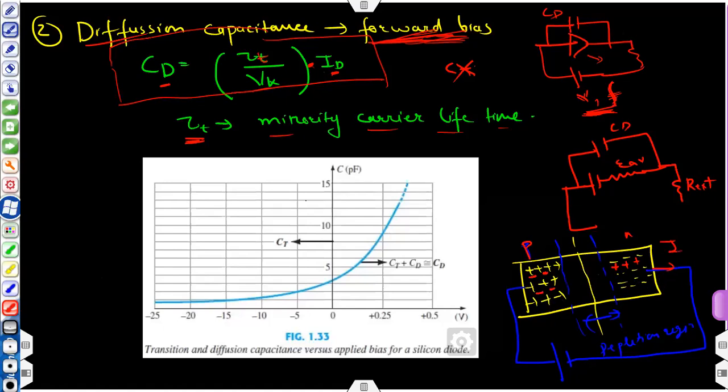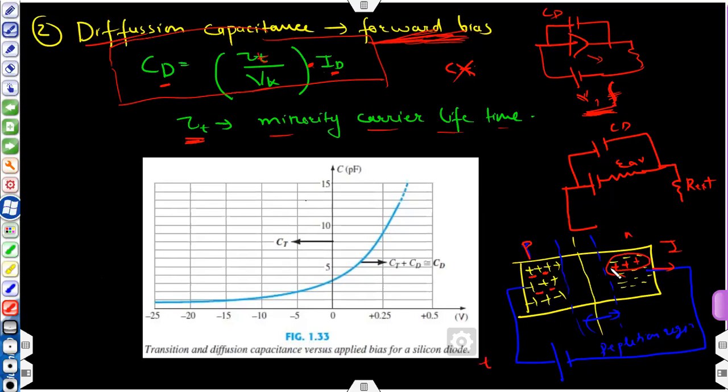Now, again repeating, these holes are minority carriers in the N-type region. They were majority in the P-type region; they have traveled to the N-type region and are now minority. It is like Indians getting shifted to Pakistan. Indians are majority in our own country, and when we are in Pakistan, we will be a minority. Similarly, these electrons were majority in the N-type region, and the moment they enter the P-type region, they become minority. They will remain in the P-type region for some time t.